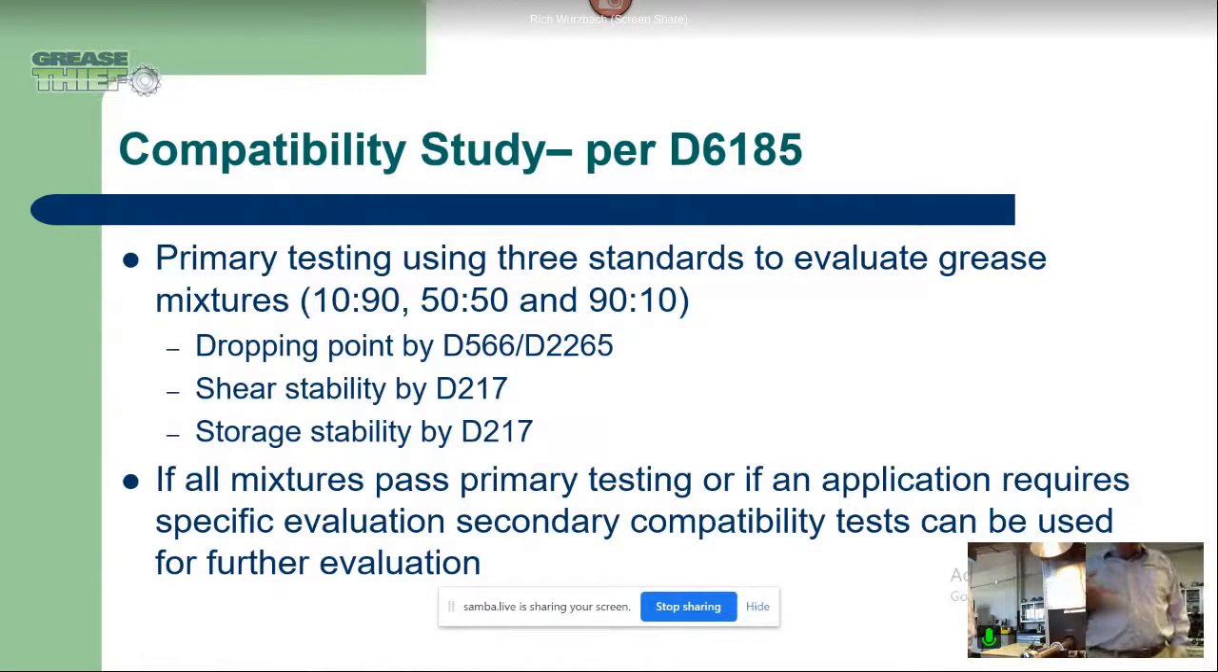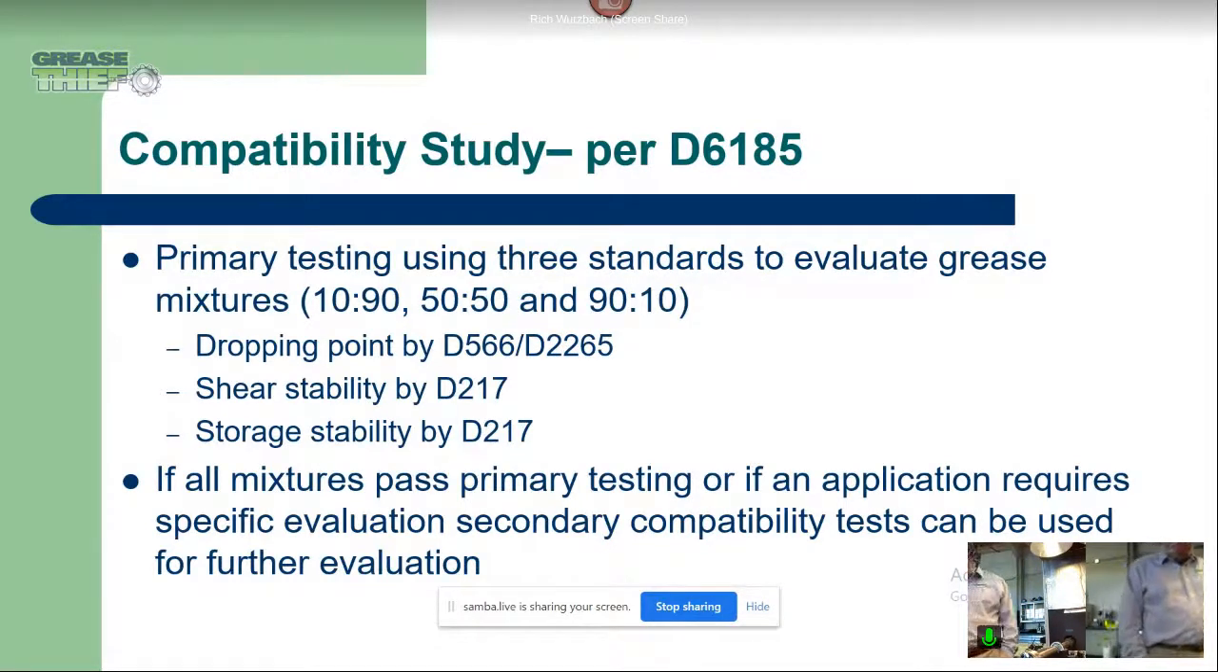If all the mixtures pass this primary testing, or an application requires some specific evaluation that's not found there, the method does say secondary compatibility tests can be used for further evaluation. But in my experience, end users rarely ask for or even realize that this is meant to be just the first step in a compatibility study. And instead, they say, hey, I've got the results of the compatibility study. These products are compatible. Full speed ahead. Let's start mixing these greases.